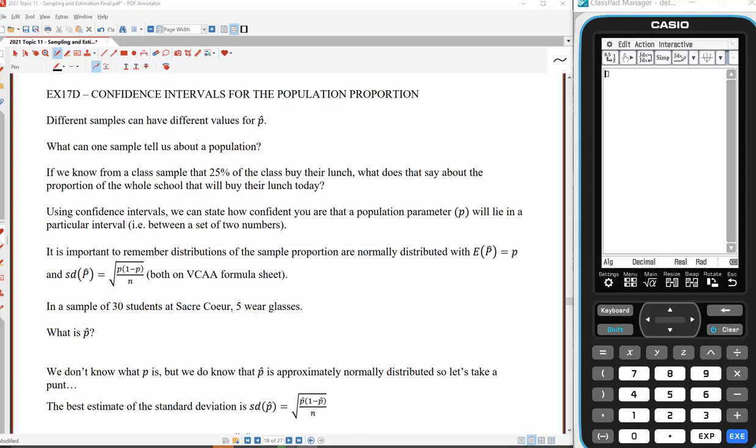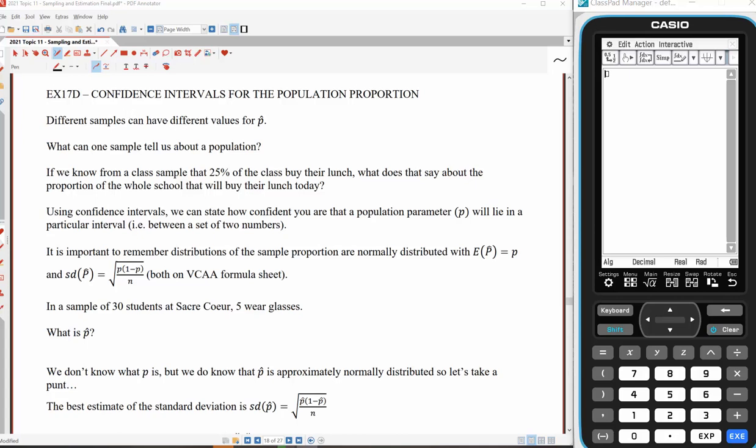Well, congratulations folks, you made it this far, and the final lesson in maths methods for 2021 is on the confidence intervals for the population proportion, and it's a doozy. Alright, so let's go through the general idea before we get into some examples.